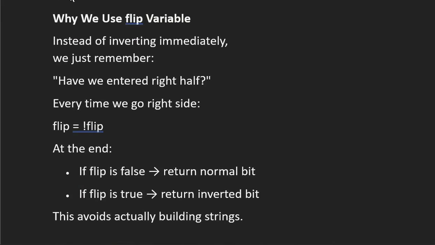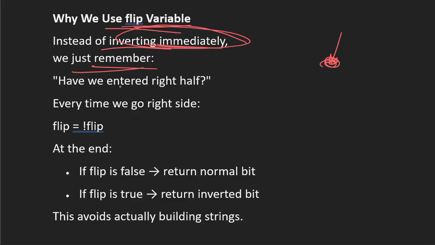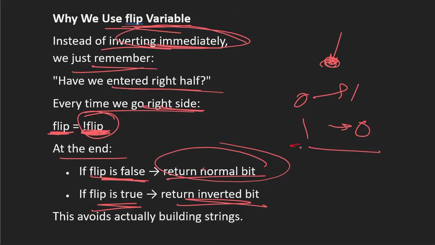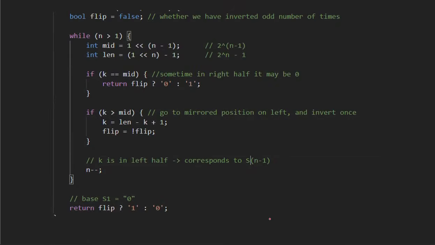So the next question is, why we have used the flip variable. Instead of inverting the string immediately, we are just remembering how many times we have entered the right half. Every time we go to the right side, we negate the flip variable and store that. At the end, if flip is false, then we return the normal bit, and if flip is true, then we return the inverted bit, meaning 0 to 1 and 1 to 0. So this helps us in avoiding building the actual string.